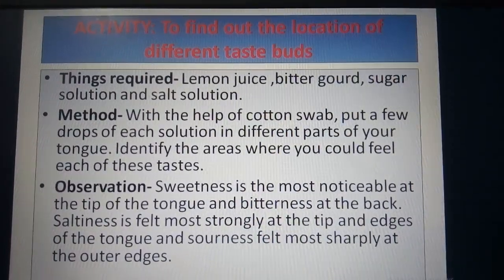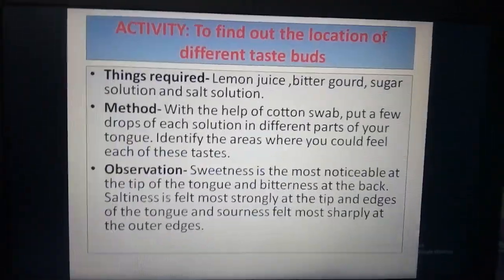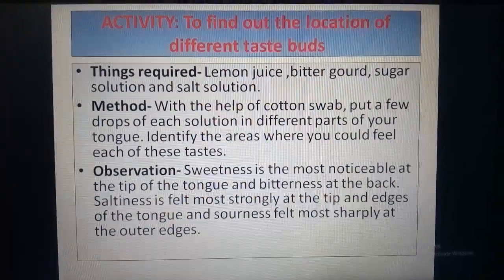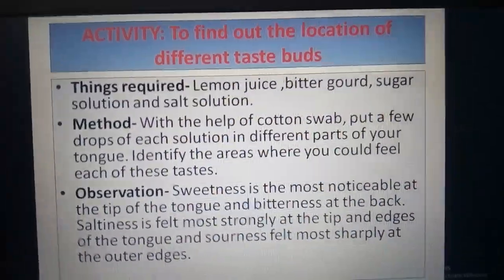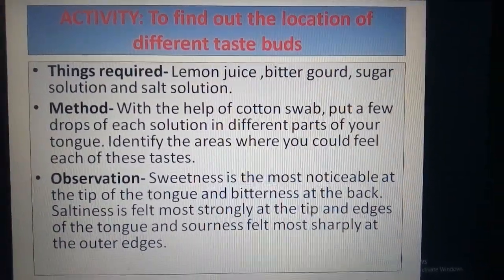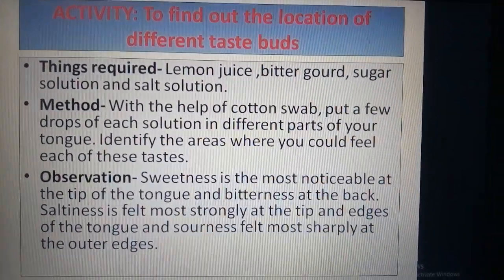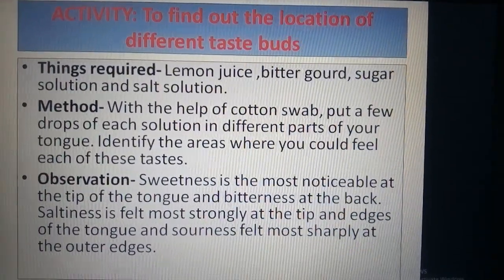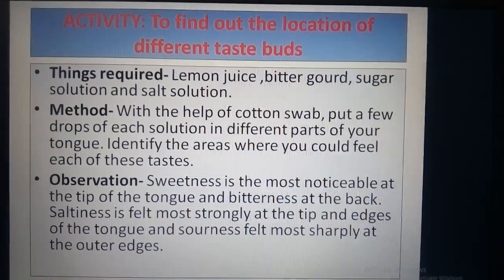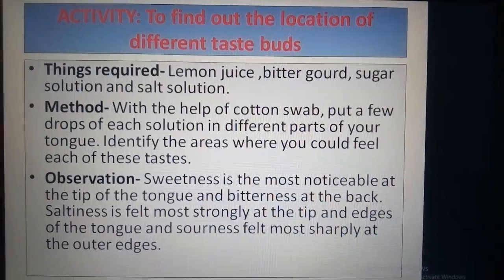Activity to find the location of different taste buds. Things required: lemon juice, bitter gourd. I hope you know what is bitter gourd. It's Karela, sugar solution and salt solution. Method: with the help of a cotton swab, put a few drops of each solution in different parts of your tongue. What would you observe?